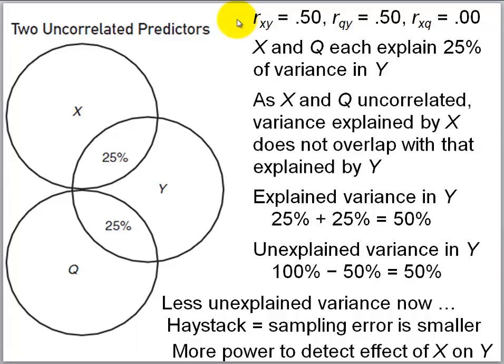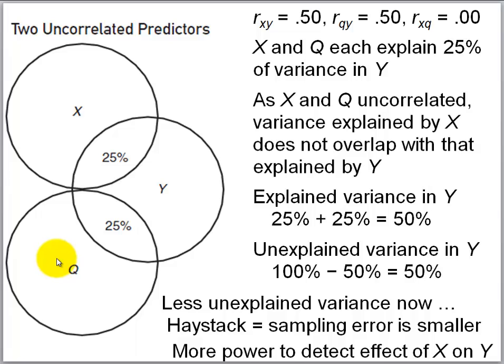Now here we have a multiple regression situation. We have two predictors, x and q. Now, x explains 25% of the variance in y. There's the overlap. Q explains 25% of the variance in y. In this situation, x and q are uncorrelated. So the x and q are uncorrelated. Therefore, the circle for x and the circle for q don't overlap.